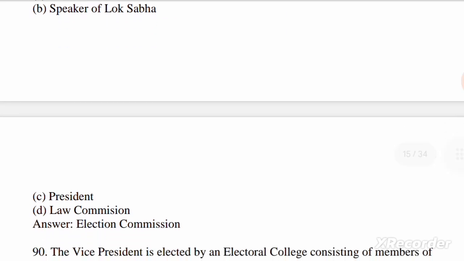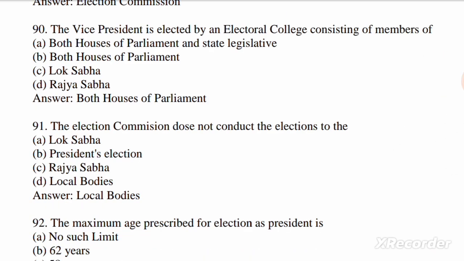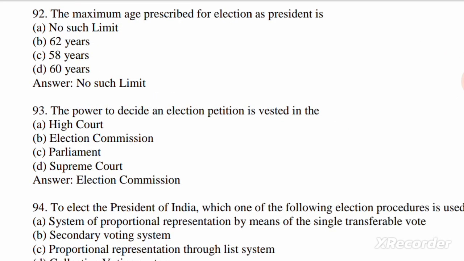90. The Vice President is elected by an electoral college consisting of members of both houses of Parliament. 91. The Election Commission does not conduct the elections to the local bodies. 92. The maximum age prescribed for election as president is no such limit. 93. The power to decide an election petition is vested in the Election Commission.